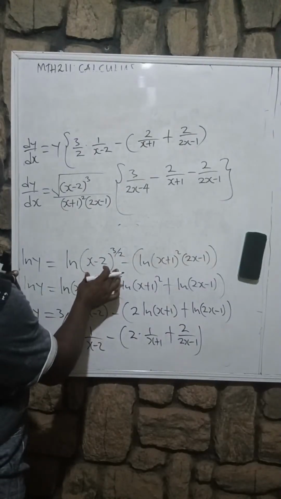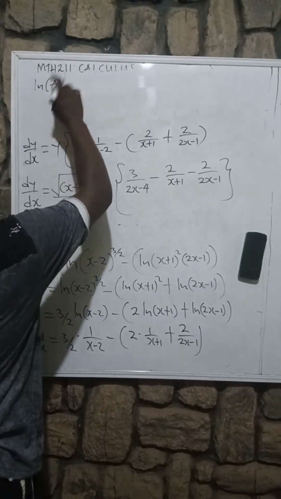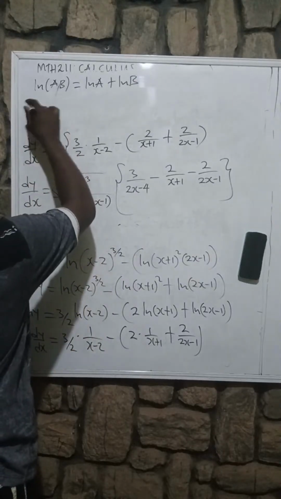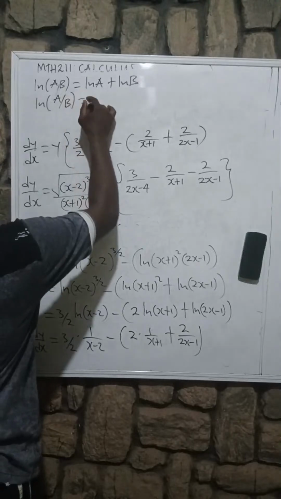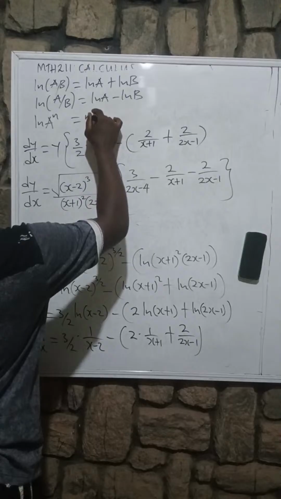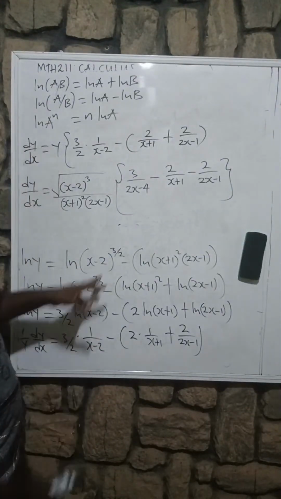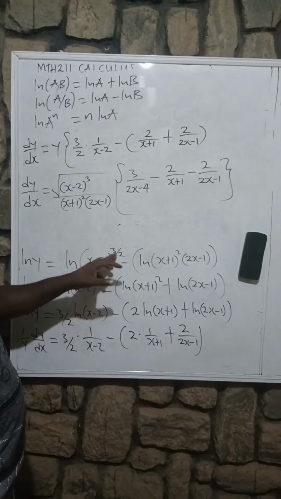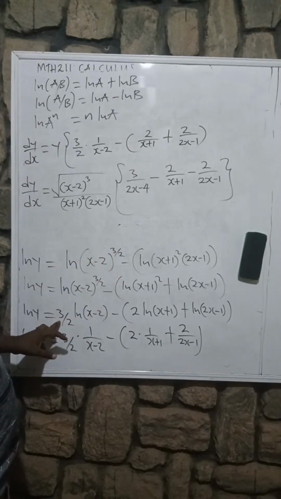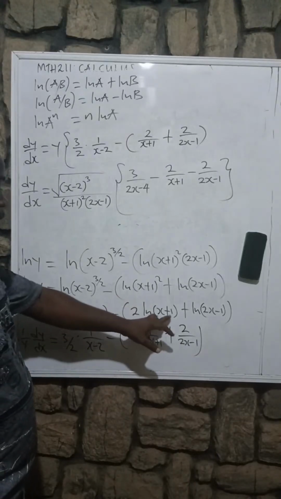One of the laws is that if we have ln of open bracket a times b, this is the same thing as ln a plus ln b. Then when we have ln of open bracket a all over b, this is the same thing as ln a minus ln b. Then if we have ln of a raised to power n, this is the same thing as n ln a. They taught you lots of logarithms now. So here, ln of open bracket x minus 2, close bracket raised to power 3 all over 2, we are going to make use of this law. That is why we now bring this one down here. Then here too, the same thing, you use this law. That is why you are saying 2 ln of open bracket x plus 1.